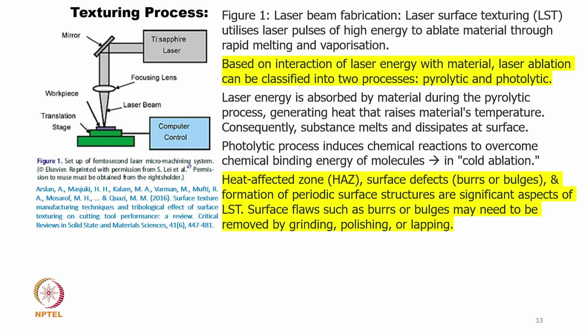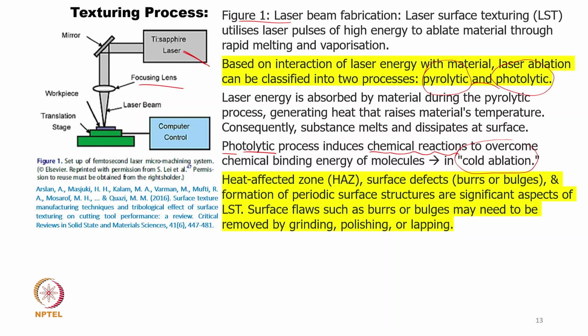So this is important. Now coming to the texturing process, first we are talking about laser beam texturing. Laser beam texturing we divide into two subclasses: pyrolytic and photolytic. In the pyrolytic, the temperature is on the higher side, while in the photolytic, the temperature is on the lower side, and the chemical reaction really happens. Sometimes we use the word cold ablation also. Here it has been shown that a titanium sapphire laser is projected using a focus lens, and then it really melts some material at the localized level.